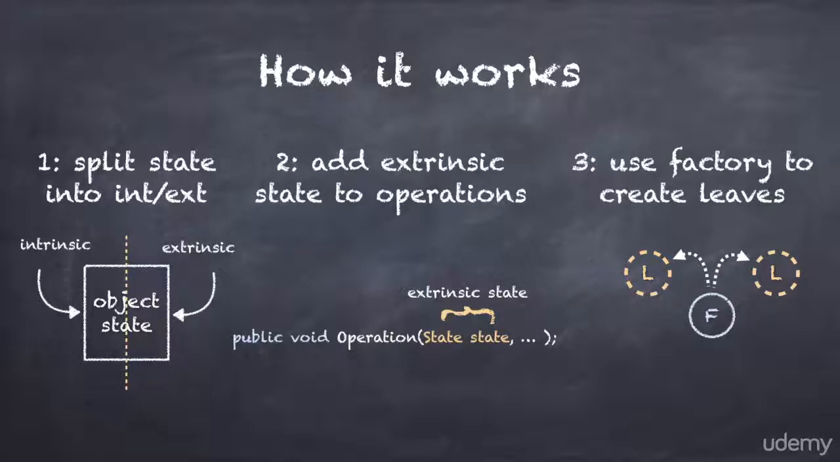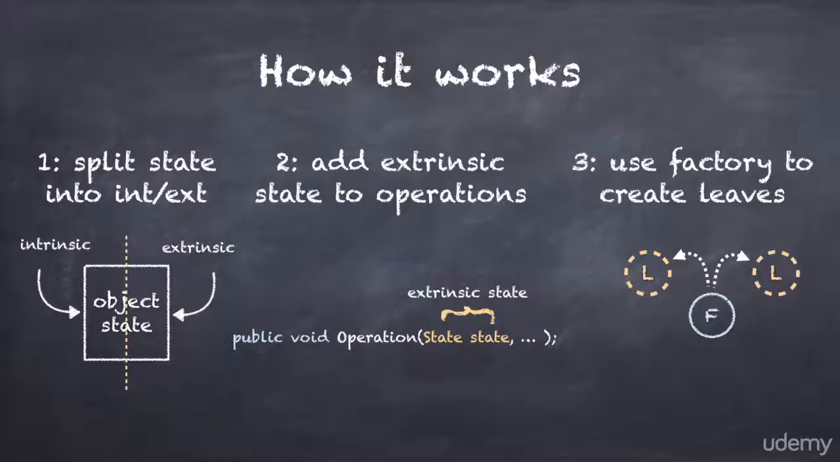Since my example has no intrinsic state, my factory will always return the same leaf instance. So you end up with a tree where every leaf node is the same object instance. And this works perfectly, because the client will always supply the name of the leaf for each operation.